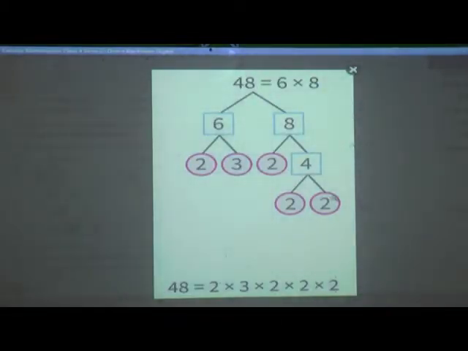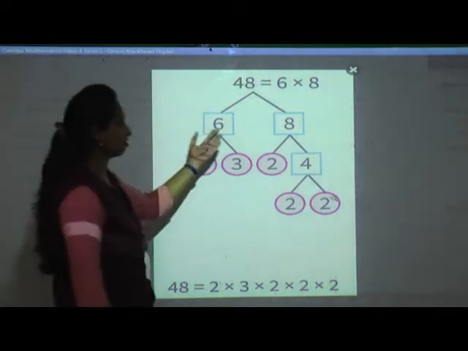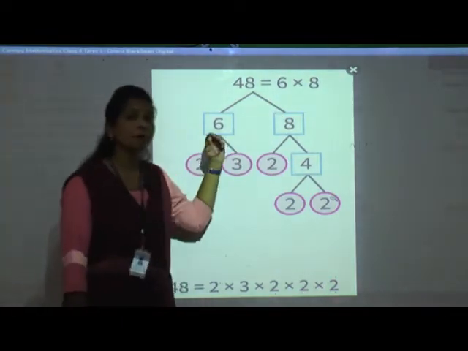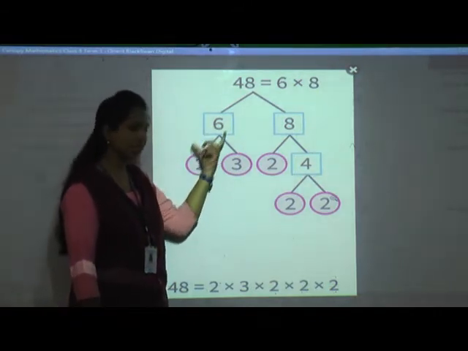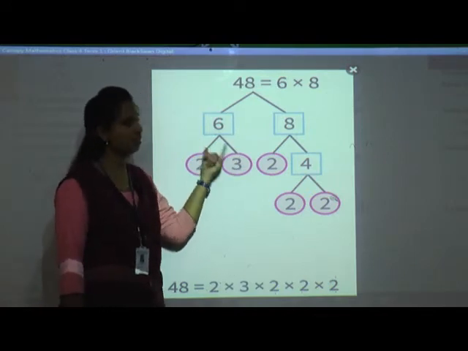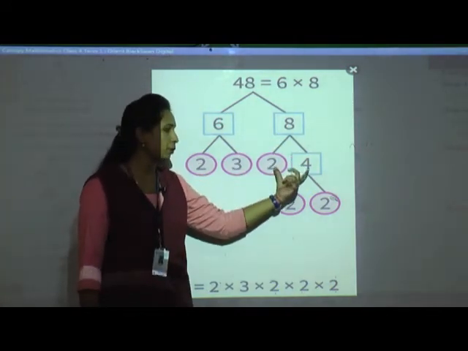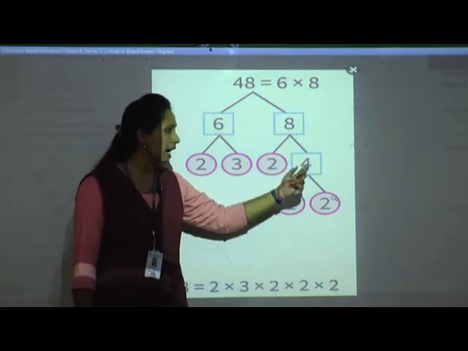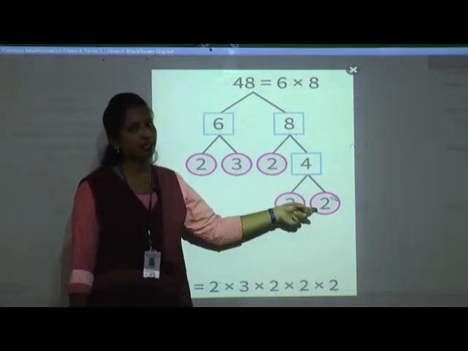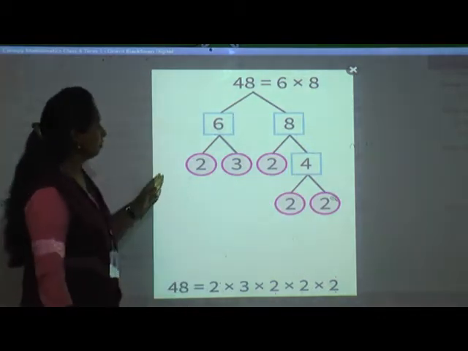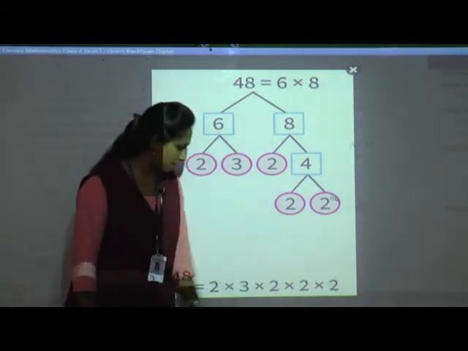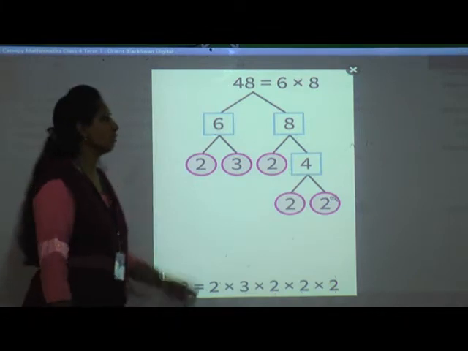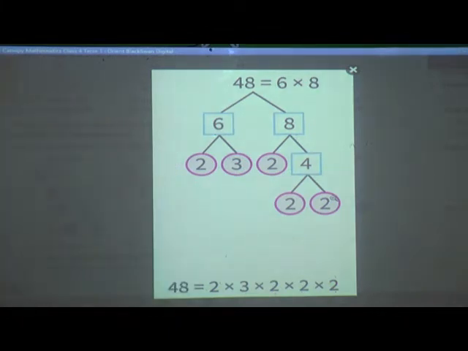We have also seen that 48 can be split up into 6 multiplied by 8, we get 48. But here also 6 and 8 both are composite numbers. So 6 again we can split up into 2 multiplied by 3, we get 6. 8 we can split up into 2 multiplied by 4, we get 8. Again 4 we can split up into 2 multiplied by 2. Now what are the prime numbers? 2, 3, 2, 2, 2. When we multiply all the prime numbers we get the product, that is 48. Understood? Yes, very good.